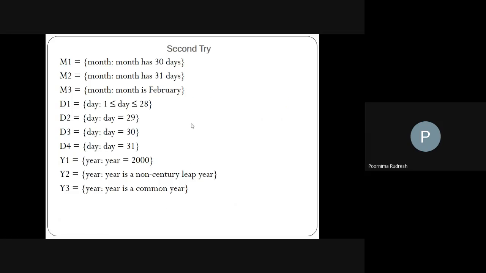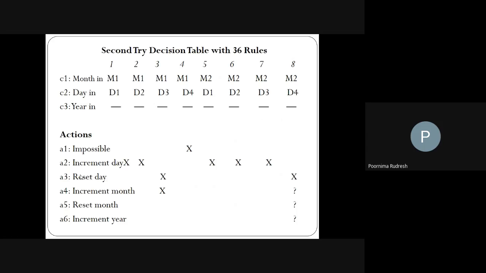See here. For M1, 30 days is defined. For M2, 31 days is defined. For M3, it is February. And for D1, it is 28. For D2, it is 29. And D3, it is 30. And D4 is 31. 28, 29, 30, 31 for D1, D2, D3, D4. Okay, let us consider rule 4.